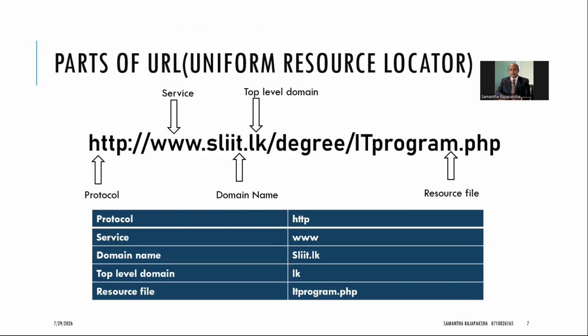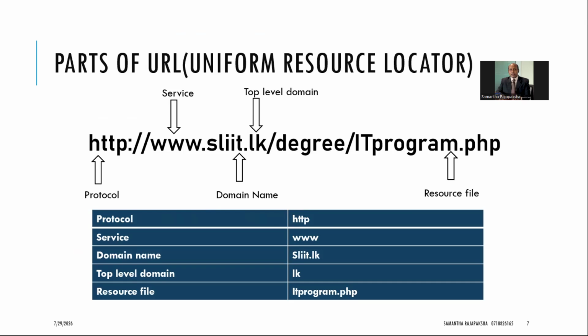So there are several components inside this URL, Uniform Resource Locator. First part is, as you can see, the protocol HTTP, Hypertext Transfer Protocol. That's a protocol which is used to transfer the web documents or web HTML tags between the client and the server. So HTTP is a protocol that is used to transfer the HTML tags or web page content between the client and server. That is the first part.